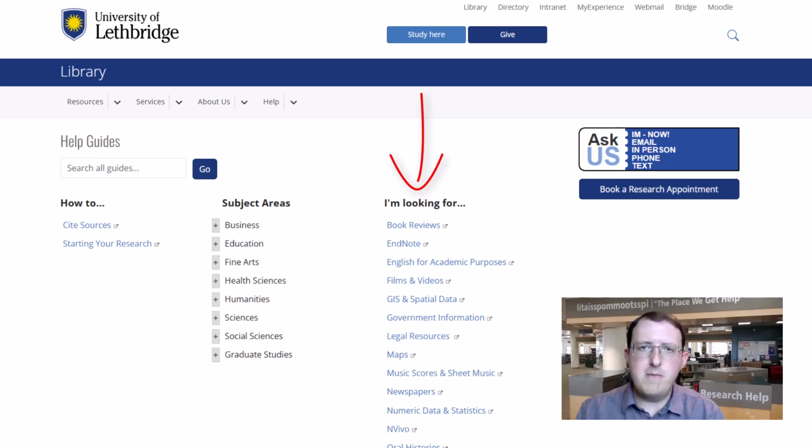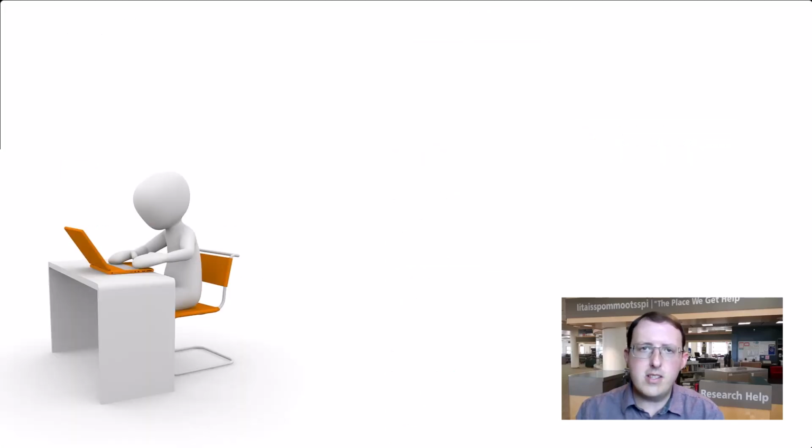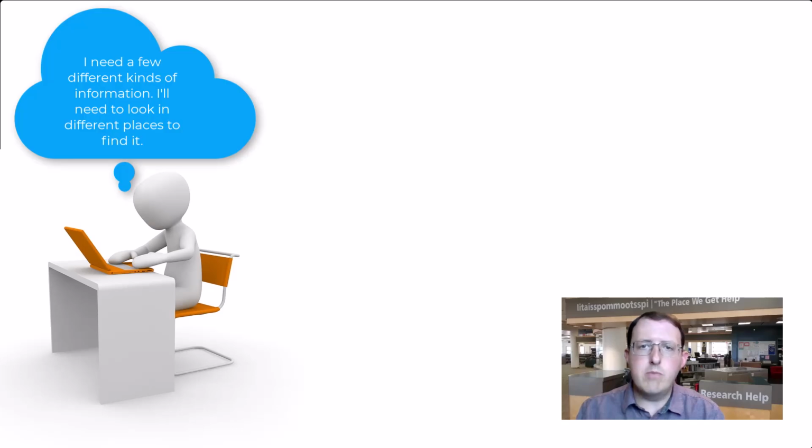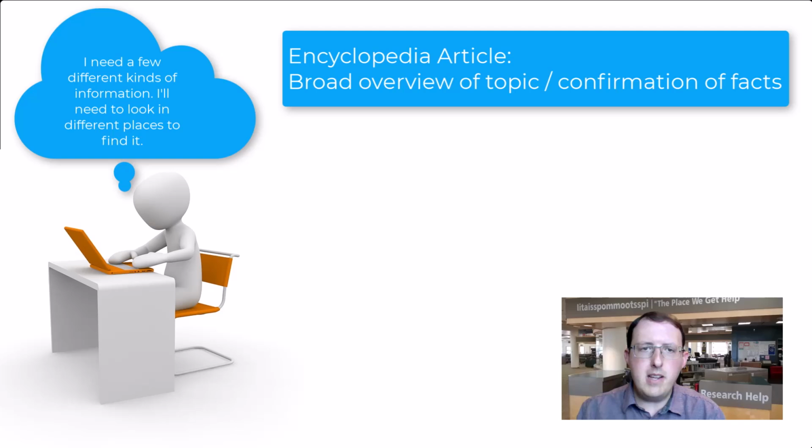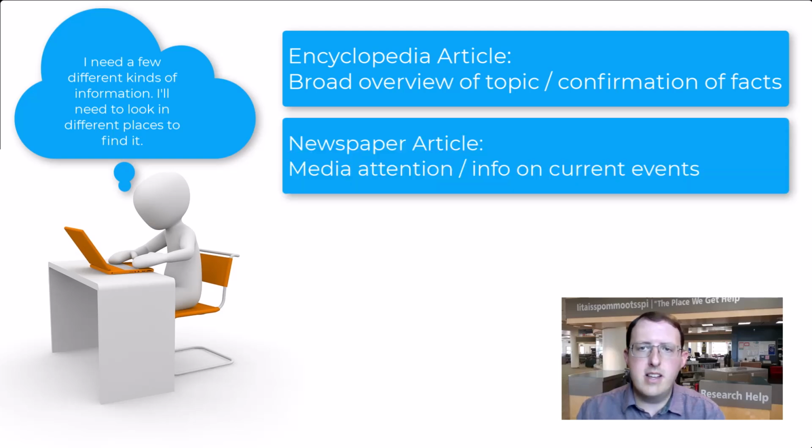resources, and government information. Also, keep in mind that you may need to use multiple search tools to find the information you need. An encyclopedia article could be useful in getting a broad overview of a topic that's new to you, or in confirming a particular fact about your research topic. Newspaper articles can provide you with an understanding of what kind of attention an issue has received in the media.